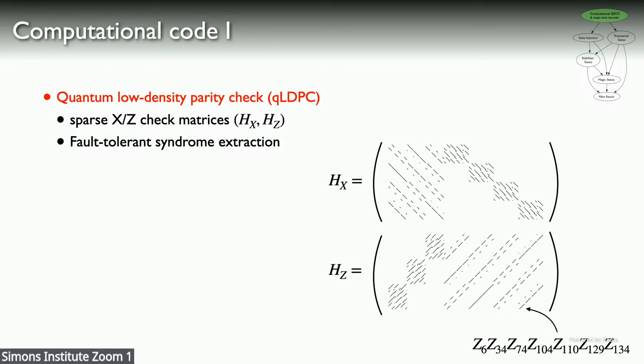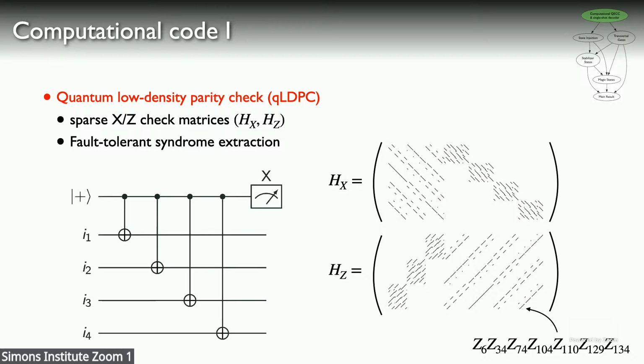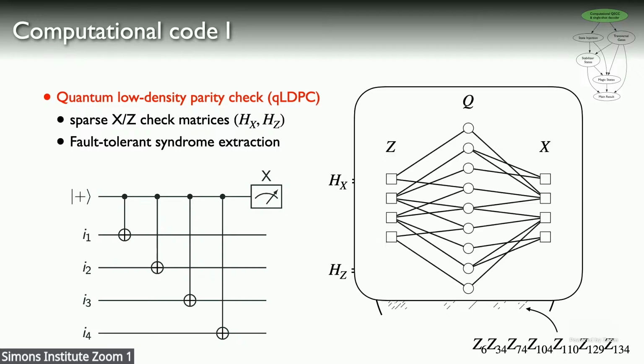And this qLDPC property is really convenient for us because it automatically gives us fault-tolerant syndrome extraction. This is just to measure the eigenvalues of all the stabilizer generators that define our code. So the syndrome extraction circuit is going to look something like this. We're going to have a plus state. We're going to apply a control for whatever the operator is that we want to measure. And then we're going to measure in the X basis. And we can do this for all the stabilizer generators in constant depth because these check matrices are sparse.